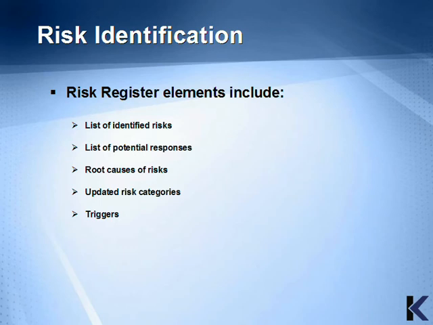In this section, we'll review the outputs of the risk identification process. The only output of this process is the risk register, and this includes a list of identified risks, the list of potential responses, the root causes of the risks, and the updated risk categories, as well as the triggers. We're going to go into a little detail on each of these.